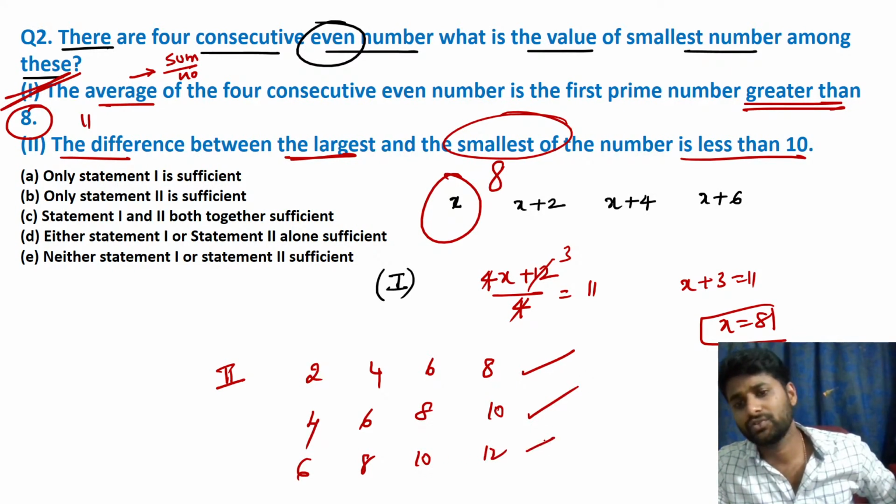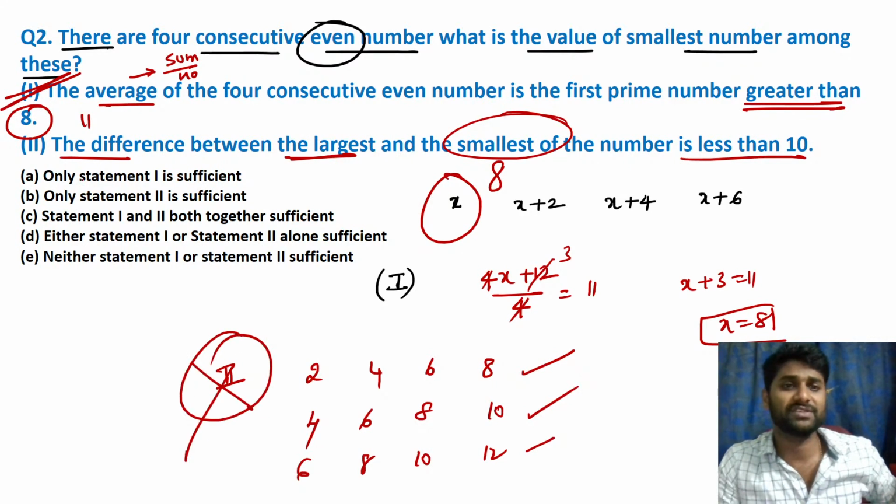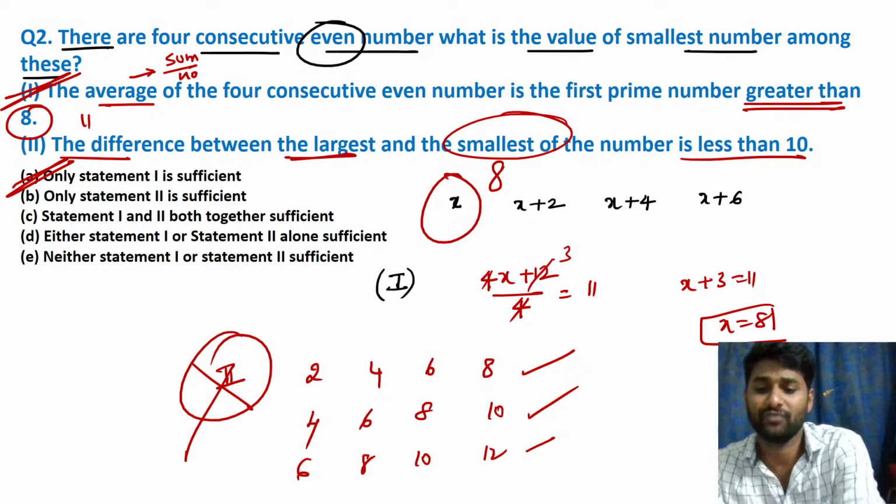See, if you go through that, we can get multiple possibilities. That's why statement 2 alone is not at all sufficient. So your answer is statement 1 alone is sufficient.